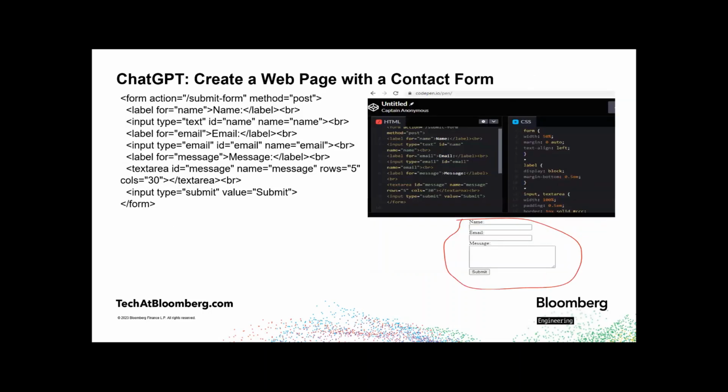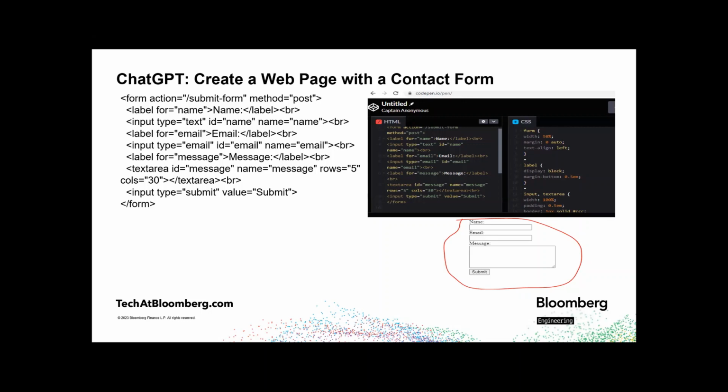So I asked it to create a web page with a contact form. It had no trouble doing this either, just like GitHub Copilot. You can see it even centered the fields for the form in the middle of the page. I didn't even ask it to do that. It creates CSS to do that. I pasted this into CodePen just to prove it, codepen.io, another great online site for mocking up web pages and running them, just like JS Fiddle.